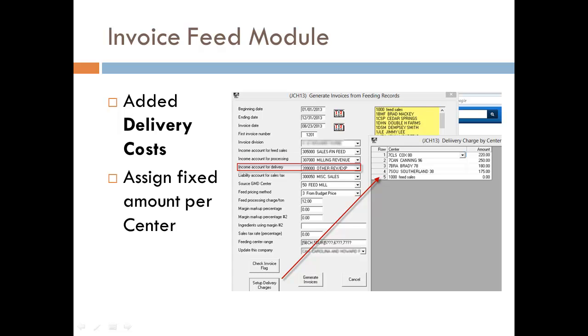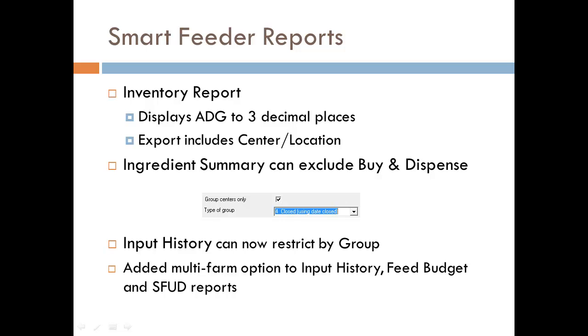So the theory here is it's going to do choose cost or markup on ingredients. You can use a standard grind, mix, and deliver per ton charge calculation, and we can also add freight. You can say I'm going extra distance, so I can have different charges, fixed charges per location I deliver it to. It gives you more control and more accuracy. We've done some changes to the Smart Feeder report: average daily gain to 3 decimal points.